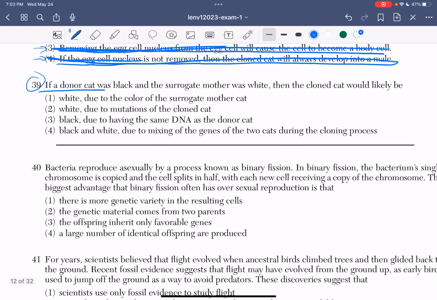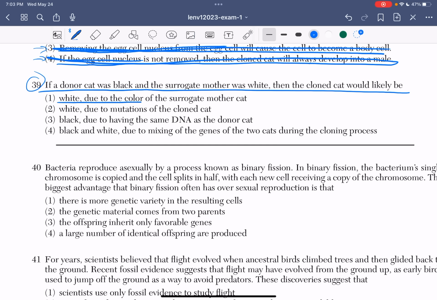If a donor cat was black and the surrogate mother was white, then the cloned cat would likely be... so let's check. This is talking about the color of how offspring become. It's very dependent on the DNA, okay? Because there's a dad, there's a mom, male, female. Things get shuffled and then, you've done the Punnett square. So let's take a look at what choices we have for number 39.